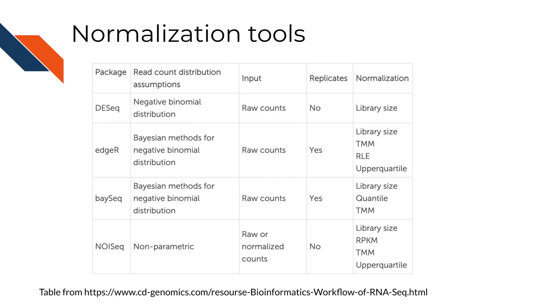For BaySeq, read count distribution assumes Bayesian methods for negative binomial distribution. Input is raw counts, and it can deal with replicates. Library size, quantile. For NOISeq, read count distribution is assumed to be non-parametric. Input is raw or normalized counts, does not deal with replicates. Normalization is done with respect to library size, RPKM, TMM, upper quartile.